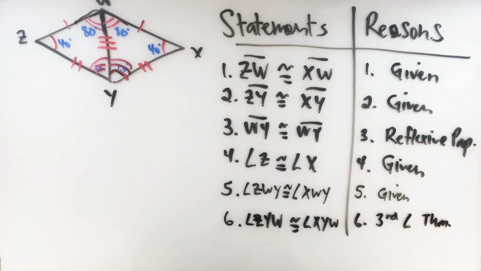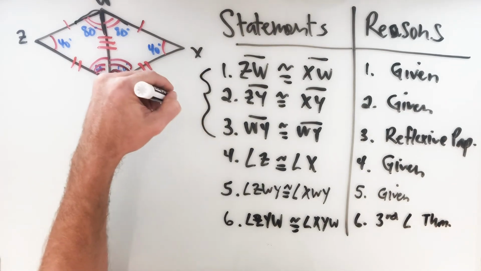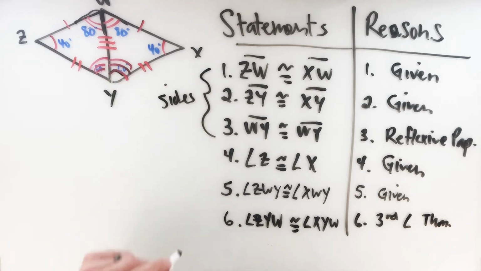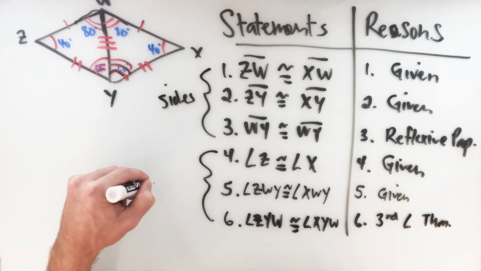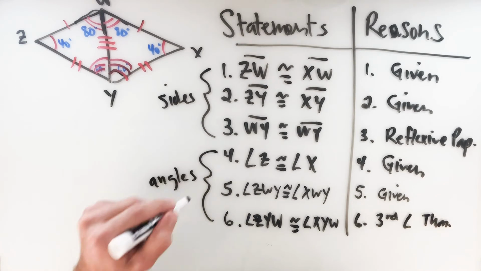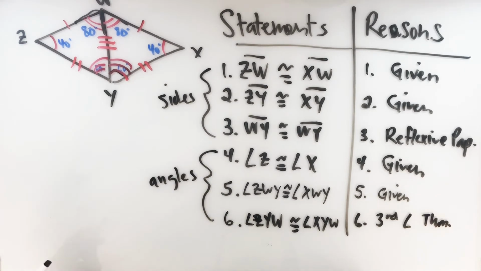Okay, so you see what we have? We've got all three sides marked congruent. Here's the sides. We have all three angles marked congruent. Here's the angles. So based on the definition of what it takes for two polygons to be congruent, we have here essentially proven that these two triangles are in fact exactly the same. They are congruent to one another.